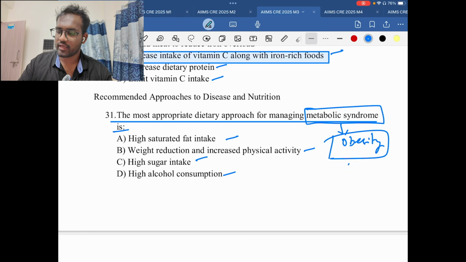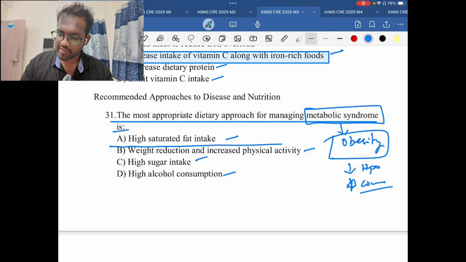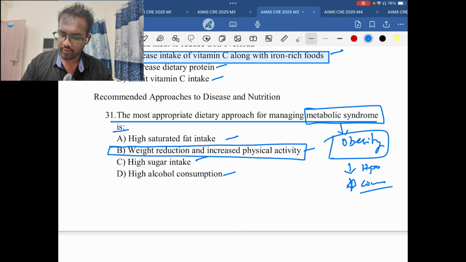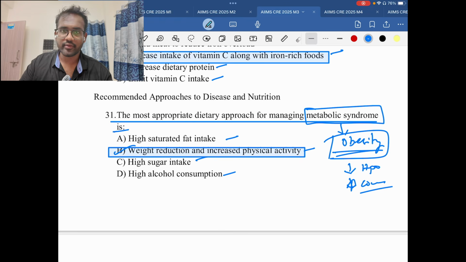In this case, there will be hypothyroidism, okay, and low physical activity and a high amount of cardiovascular risk. Okay, here the answer will be B, weight reduction and increased physical activity. Always remember, if they ask how metabolic syndrome is related, it is always related to the obesity condition.